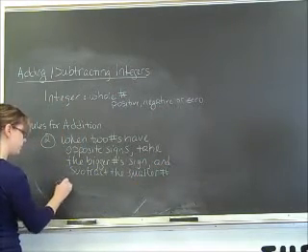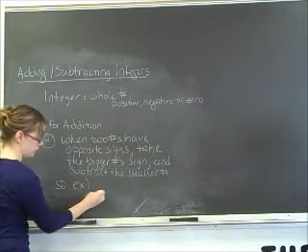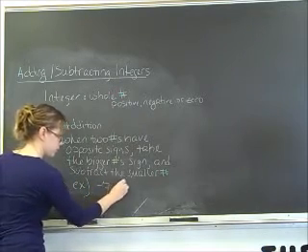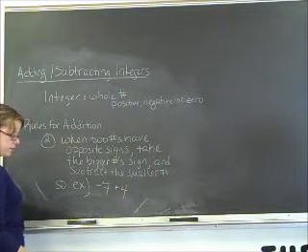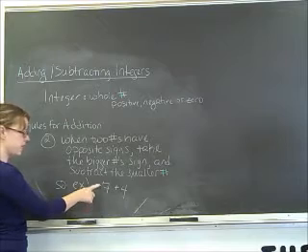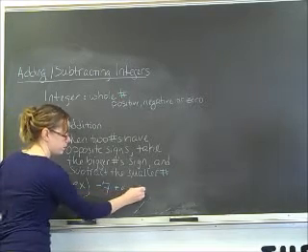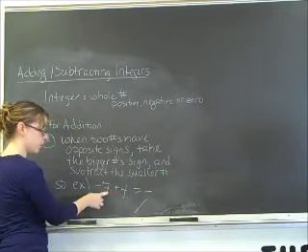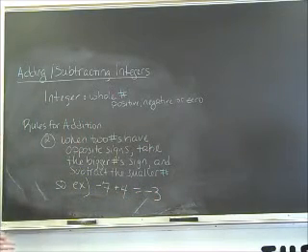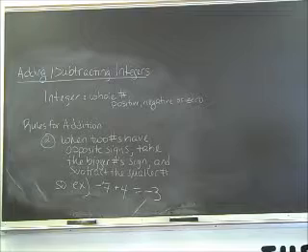So, for example, negative 7 plus 4. Negative 7 has the bigger absolute value, so we're going to keep the sign as negative, and then we just take 4 away from 7, which is 3. So negative 7 plus 4 equals negative 3.